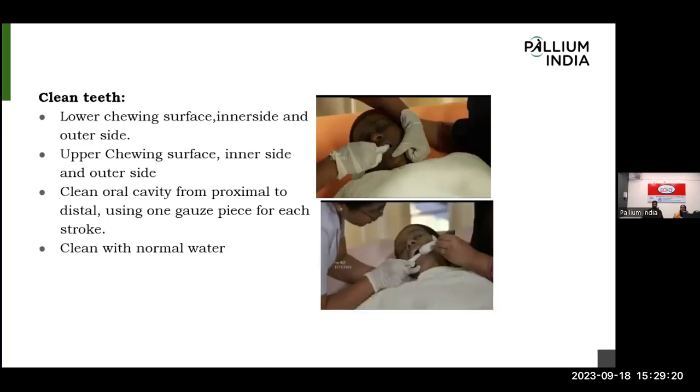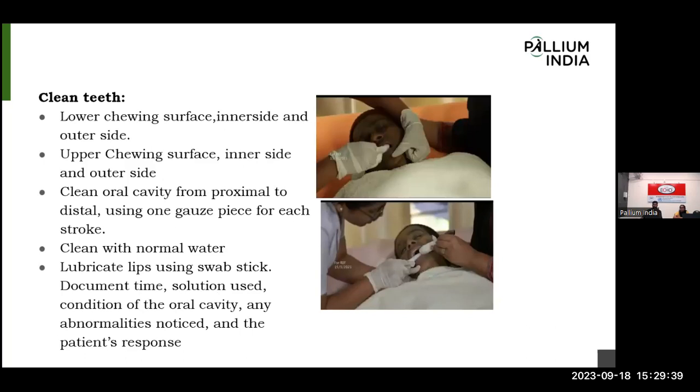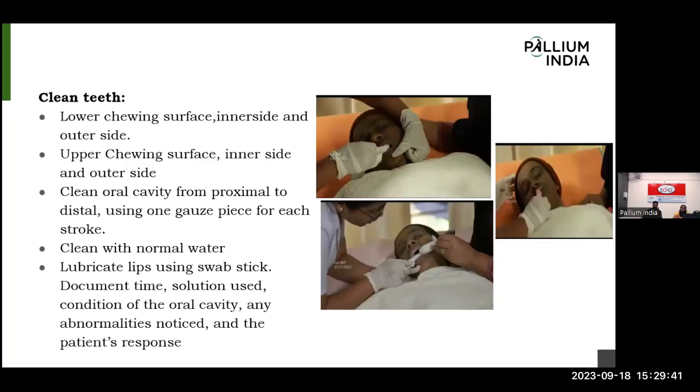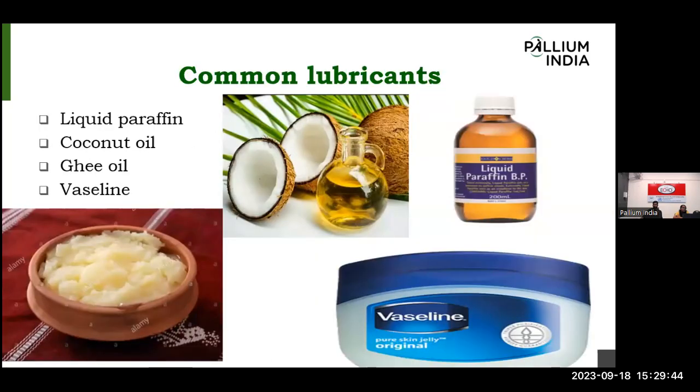After that, you have to clean with normal water also, because this normal saline water is very salty. So after cleaning with normal saline, you have to clean with normal water also. After that, you have to lubricate their mouth, so that we can prevent cracked lips. These are the common lubricants which we use in palliative care: liquid paraffin, coconut oil, ghee, or Vaseline. If they have any of these in their home, they can use them.